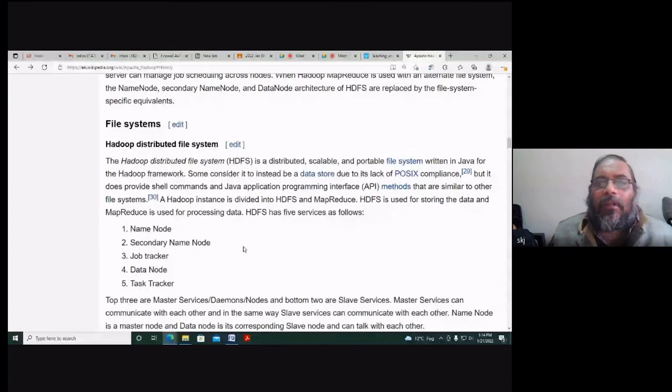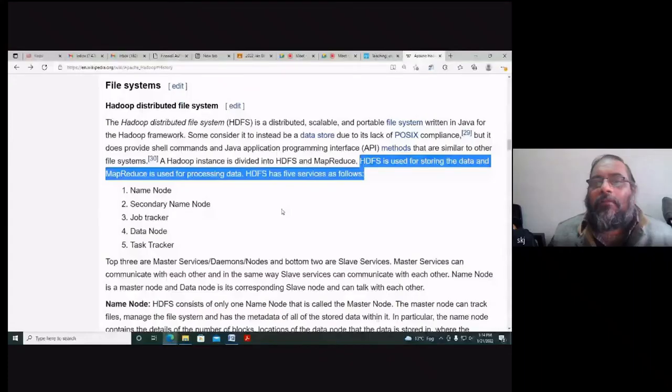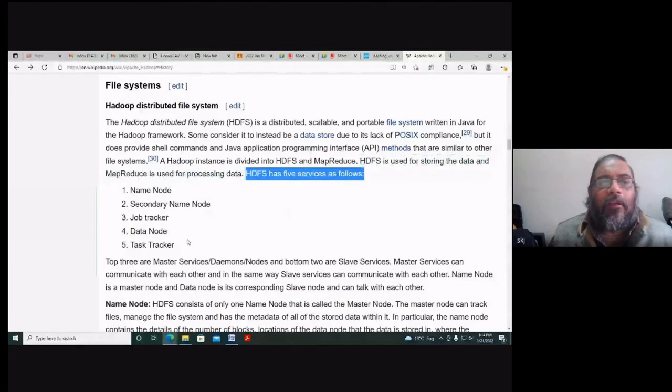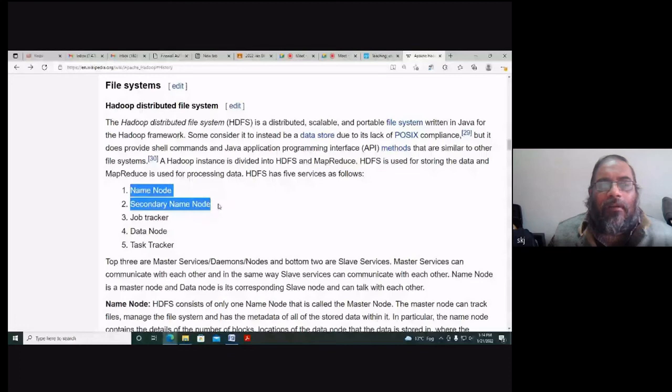A Hadoop instance is divided into HDFS and MapReduce. HDFS is used for storing data and MapReduce is used for processing it. HDFS has five services: name node, secondary name node, job tracker, data node, and task tracker.